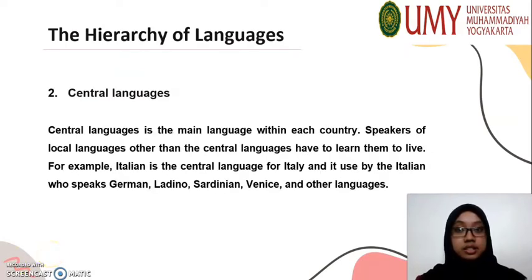Second is central language. A central language is the main language within each country. Speakers of local languages other than the central language have to learn it to live. For example, Italian is the central language for Italy, and it is used by Italians who speak German, Ladino, Sardinian, Finnish, and other languages.